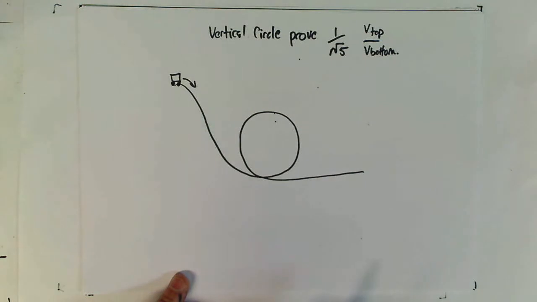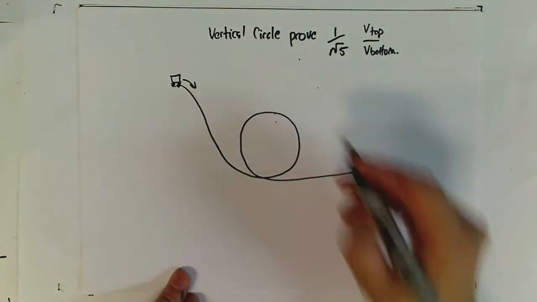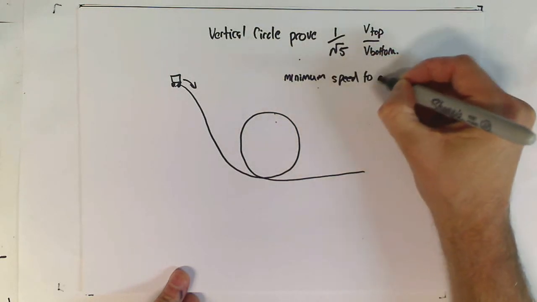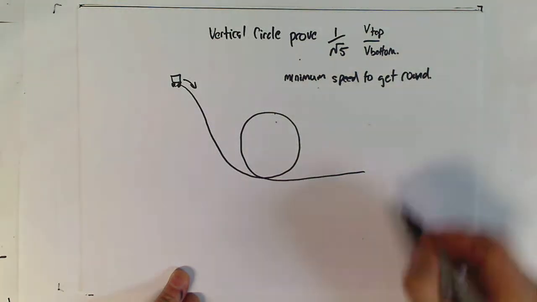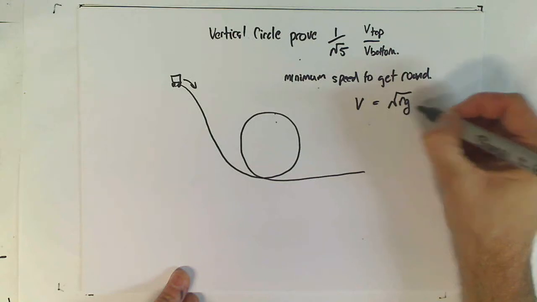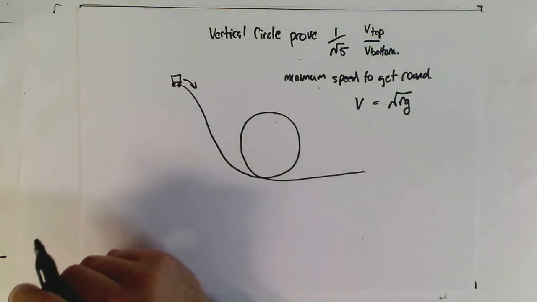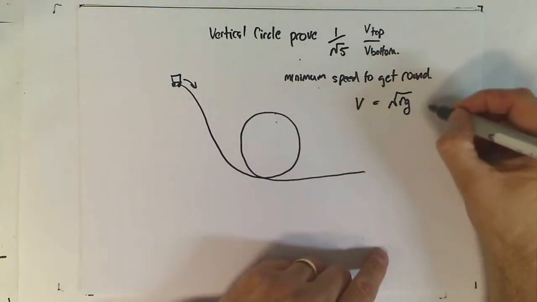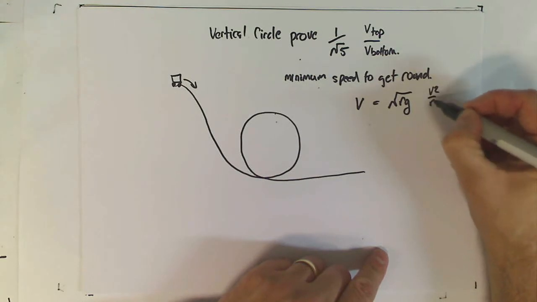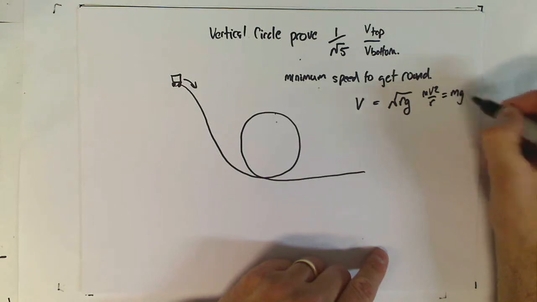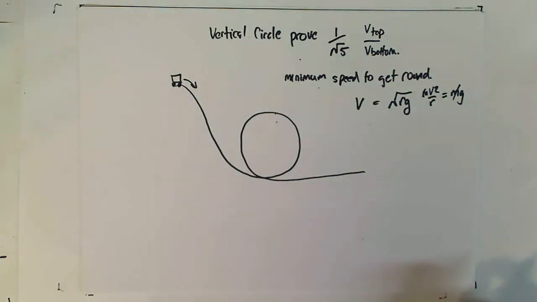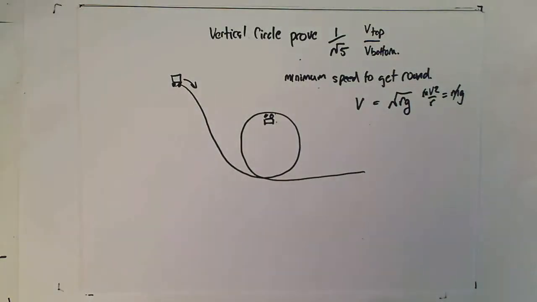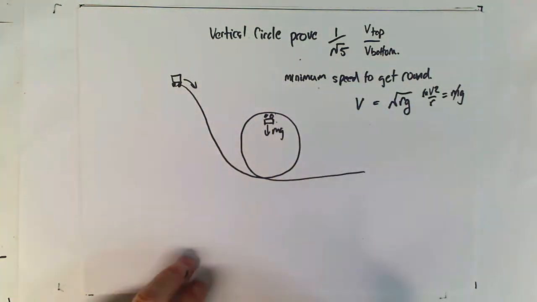Now, this is for when you have the minimum speed to get round, so this doesn't apply when you're going faster than that. And that minimum speed, as you all should know, is equal to the square root of rg. If you can't quite remember how you got that, it's just when the centripetal force, mv squared over r, is supplied by mg. So we solve that and we get v equals square root of rg. That's when this little guy is at the top and the weight force is supplying the centripetal force.